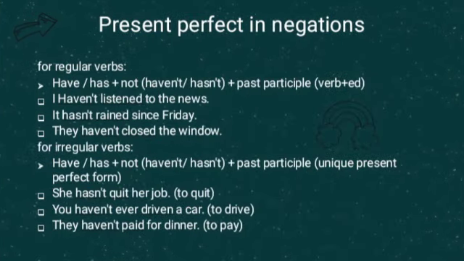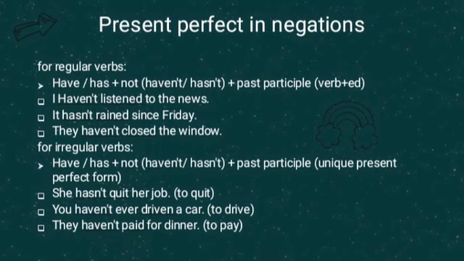Let's have a look at the present perfect tense in negation. For the regular verb, the auxiliary verb to have, and we add not, contracting it into have not or has not, and the past participle. For example, I have not listened to the news. It has not rained since Friday. They have not closed the window.